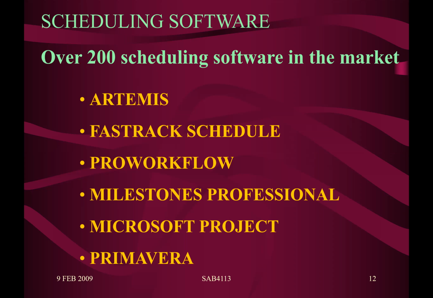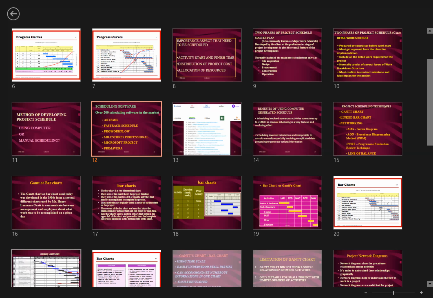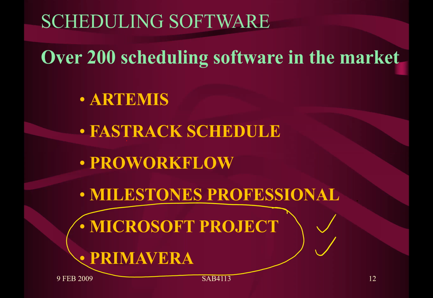Over 200 scheduling software in the market. This is just an example. You notice there are two scheduling software that I mentioned here, Microsoft and Primavera. There are so many software, but when you want to use the software, you have to bear in mind who would be the reader.